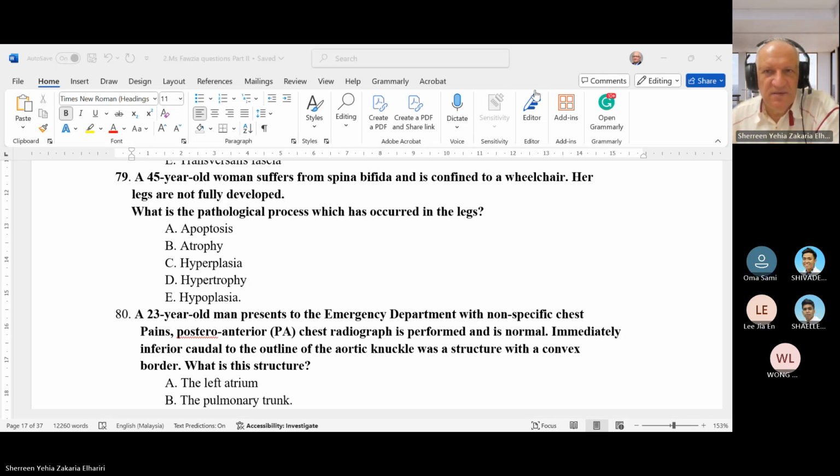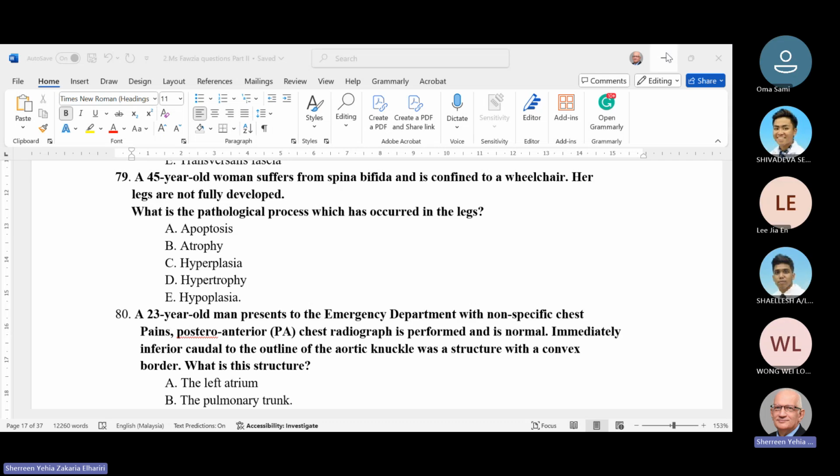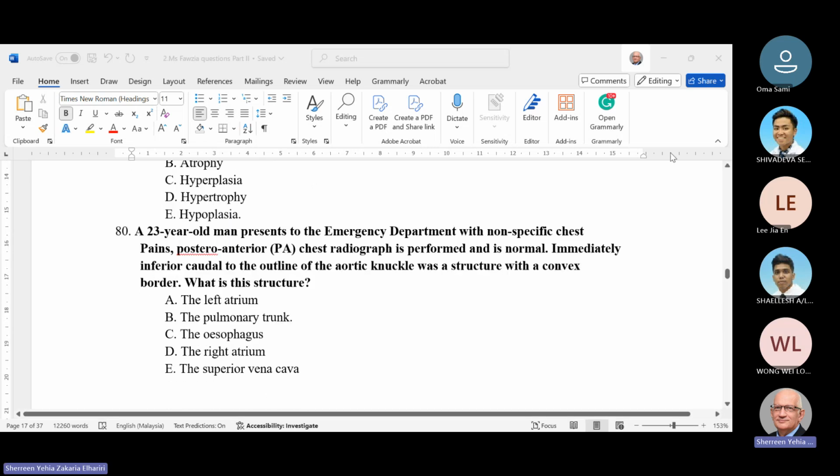Hypoplasia. Okay, so it is a case of hypoplasia. But if the patient is well developed and suddenly has polio or something, we call it atrophy. But because it is congenital, it is hypoplasia. Next question.